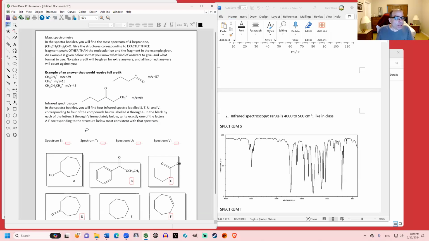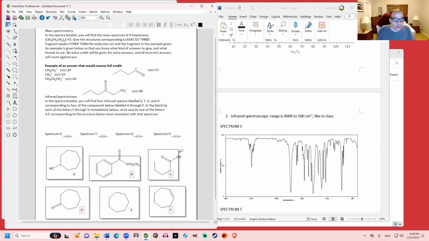Next is the infrared spectroscopy question, and the first infrared spectrum is over here. The first thing I notice is there's a carbonyl at about 1720. So that narrows it down to B or D.